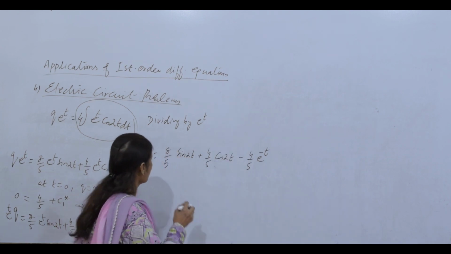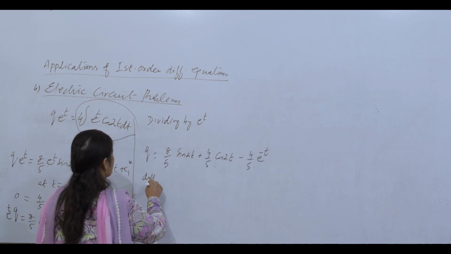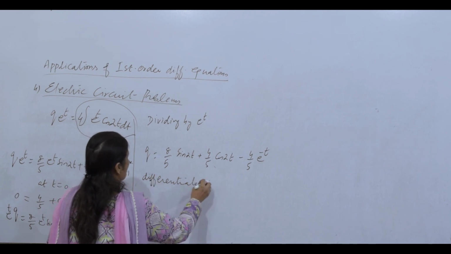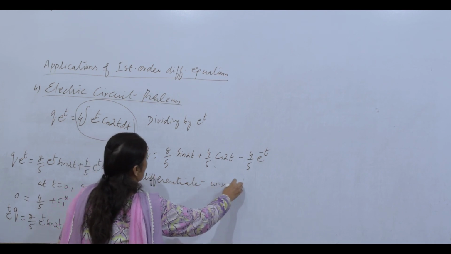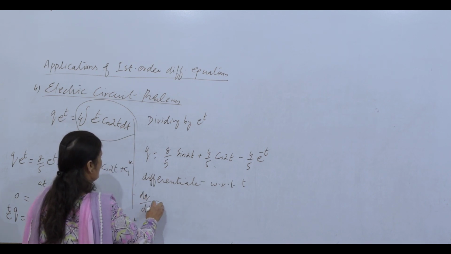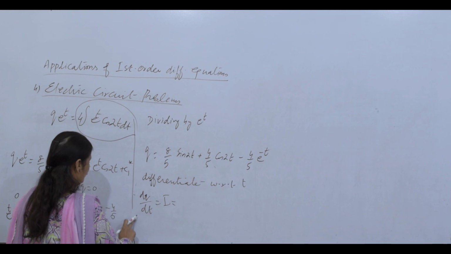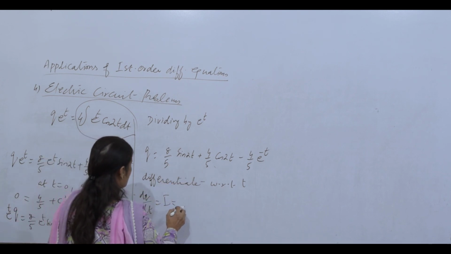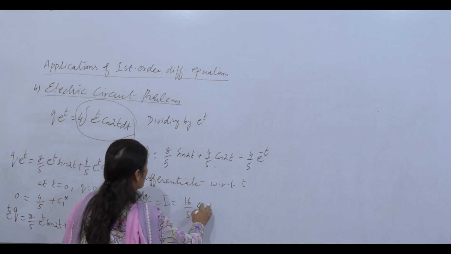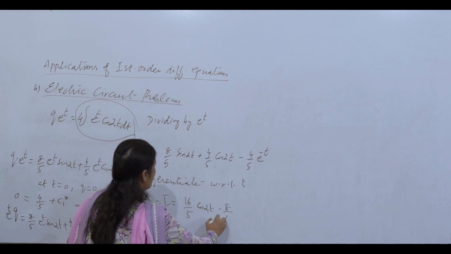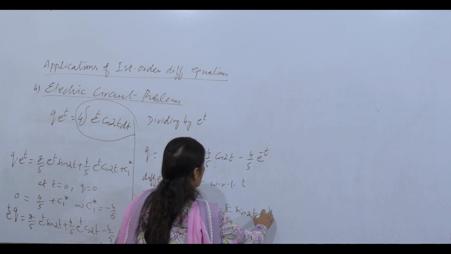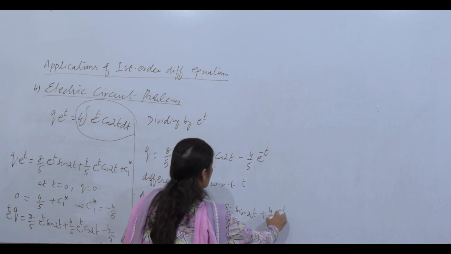Differentiate with respect to time to find the current. Differentiate with respect to t. So dq/dt is equal to I, which you are looking for. The derivative of this is 16 by 5 cos 2t minus 8 by 5 sin 2t plus 4 by 5 e^(-t).